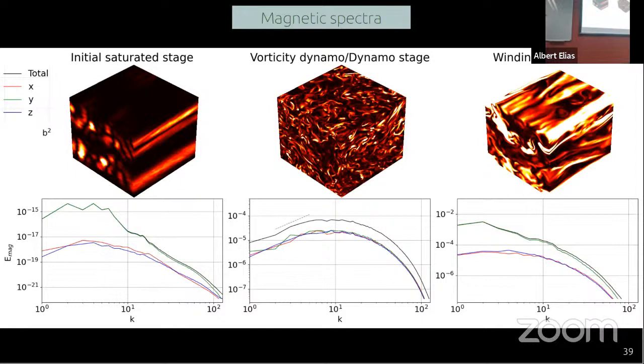This is before the dynamo growth. And during the dynamo growth, all the three components share the same importance. And after the dynamo growth, after the magnetic field winding, the main contribution of the magnetic energy is in the Y direction. You can see this slope, which is 1.5. This is a typical slope, called the Kazantsev slope, which is predicted by theory when you have dynamo action. It's predicted that in principle it should be 1.5, which we got.